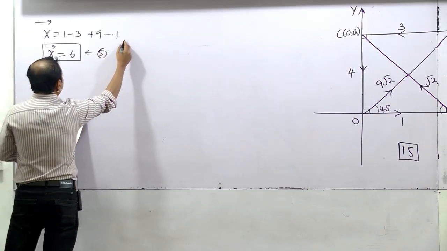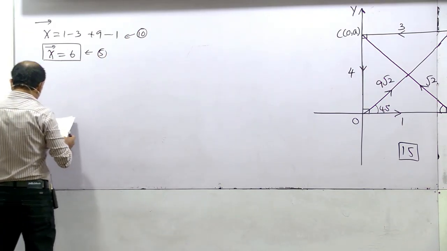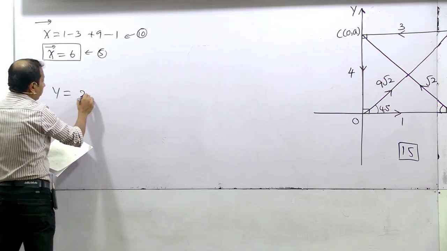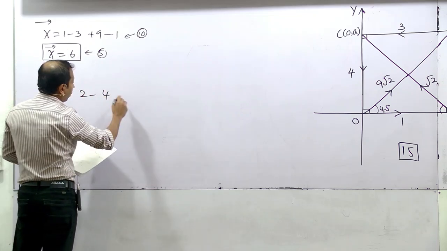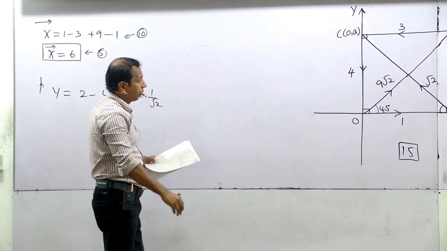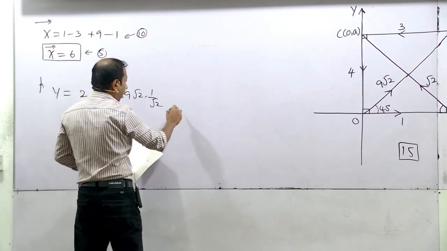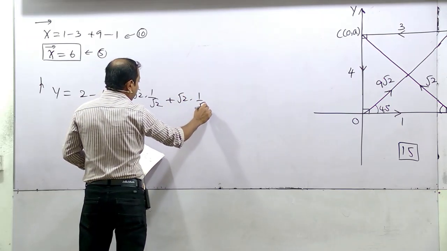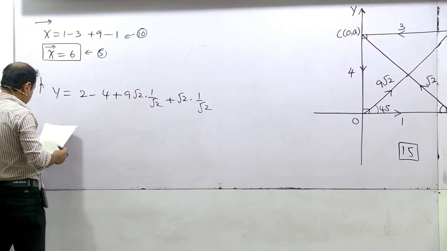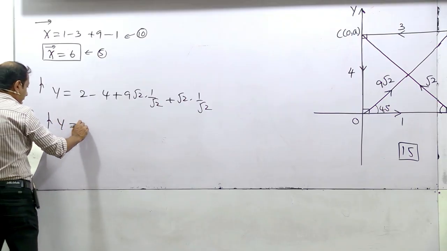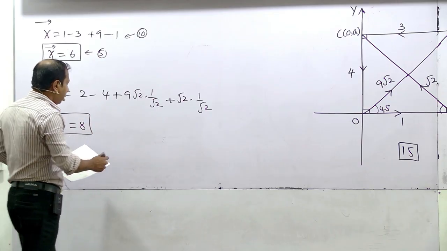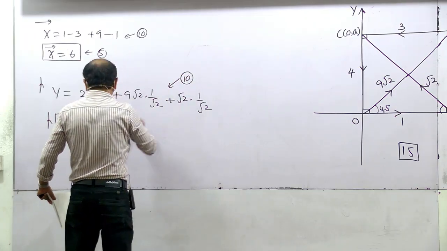For this 5 marks, here 10 marks. Resolving vertically, y: 2 upwards, for downward, 9 root 2 cos 45, 9 root 2 over 1 over root 2, root 2 cos 45, that also plus. Then there we get 10, 8, y is 8. Now we need to find here, 10 marks and this is 5 marks.